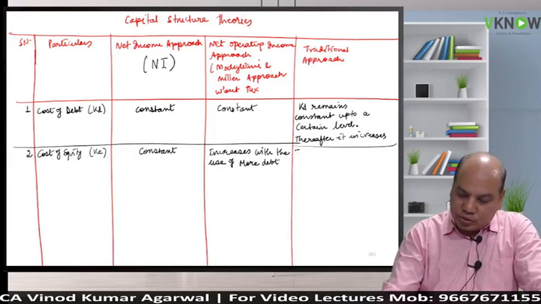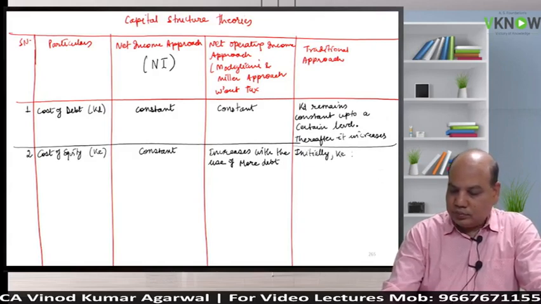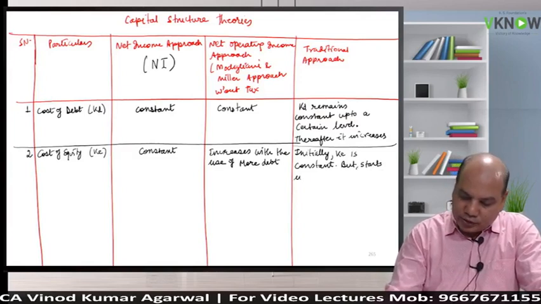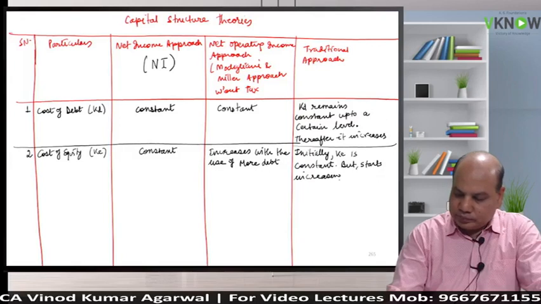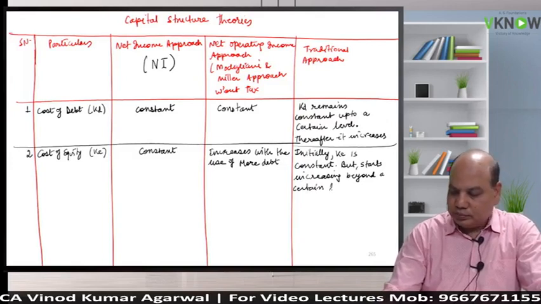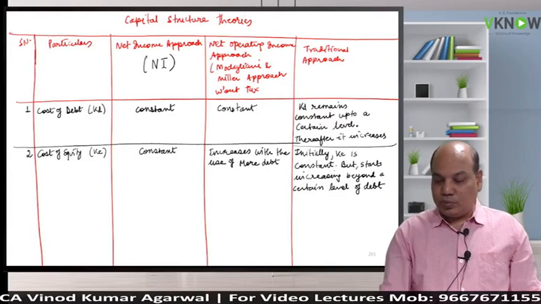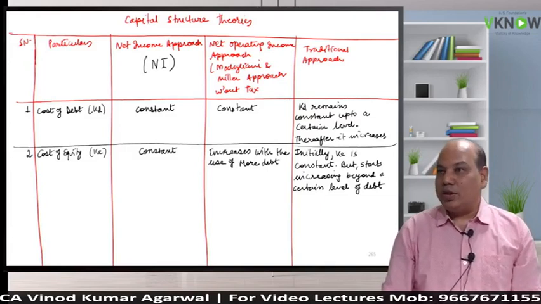In traditional approach, initially KE is constant, but starts increasing beyond a certain level of debt. So cost of equity remains constant, but beyond a certain level it starts increasing.